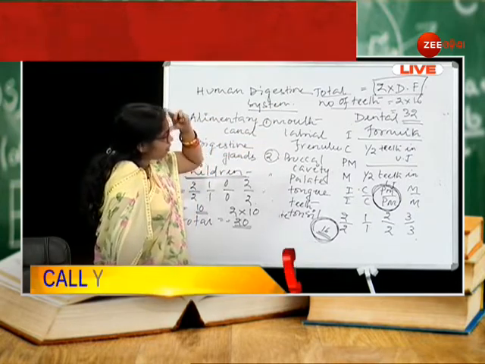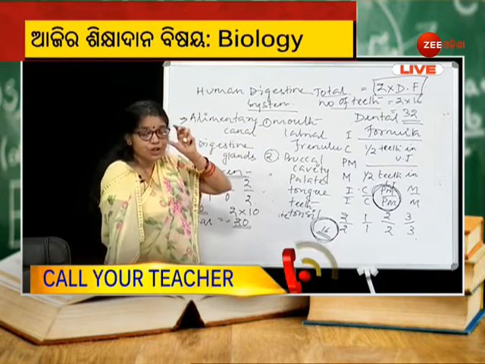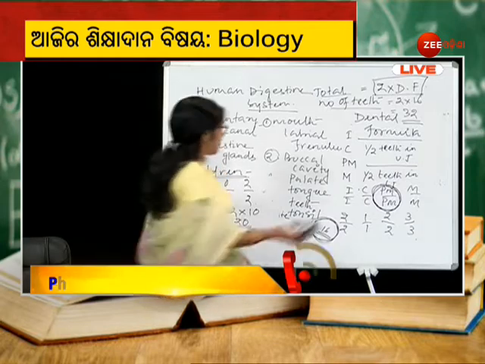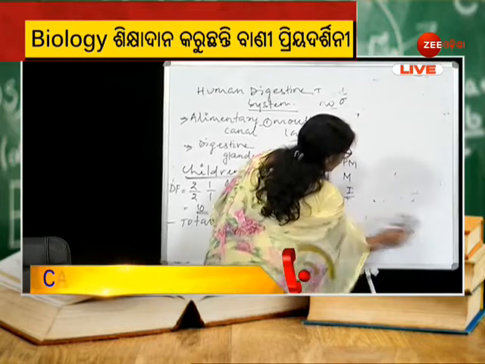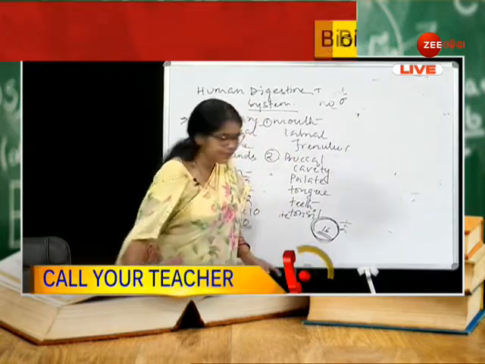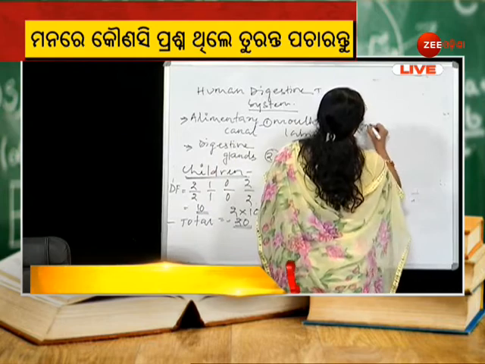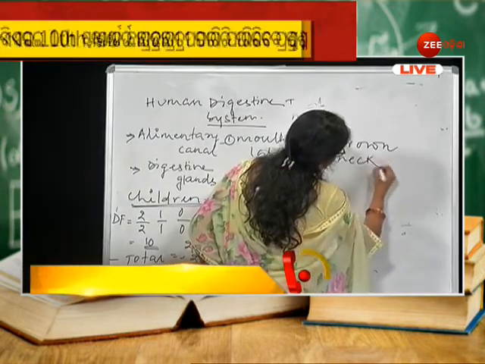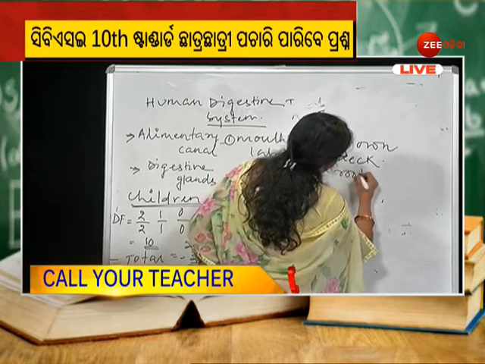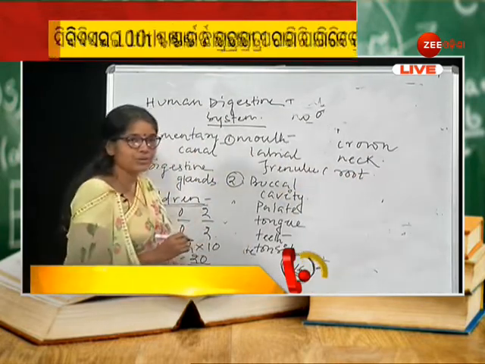Then what about the structure of the teeth? The structure of the teeth shows that it is divisible into different parts. What are the different parts? It is mainly divisible into crown, the second one is neck, and the third one is root.